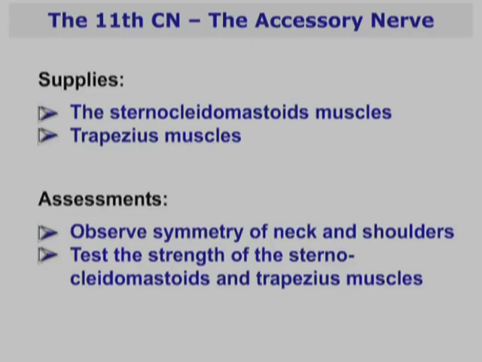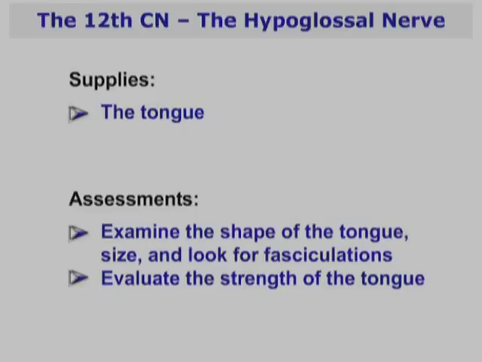The 11th cranial nerve, the accessory nerve, supplies the sternocleidomastoid and trapezius muscles. Observe the symmetry of the neck and shoulders. Test the strength of the sternocleidomastoid and trapezius muscles. The 12th cranial nerve, the hypoglossal nerve, supplies the tongue. Examine the shape of the tongue, size, look for fasciculations, and finally evaluate the strength of the tongue.